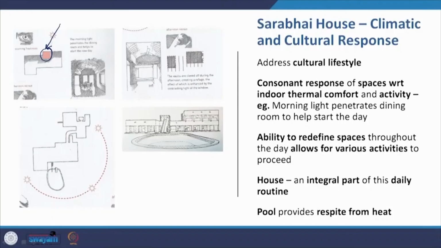So Charles Correa, who gave us the dictum form follows climate, was much concerned about this idea of the way spaces are used in relation to the outdoor climatic conditions. We will later on look at a project called the Kanchenjunga Apartments in Mumbai, where again we will look at this idea of how the climatic response and the indoor spaces are in correlation to each other. The house, therefore, in the case of the Villa Sarabhai, becomes an integral part of the daily routine of the occupants, and the pool is also there to give respite from the heat.